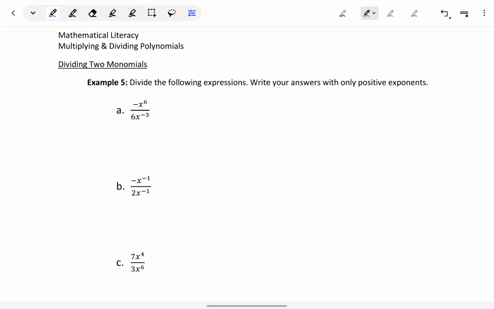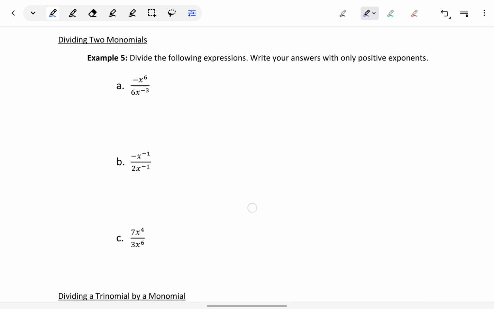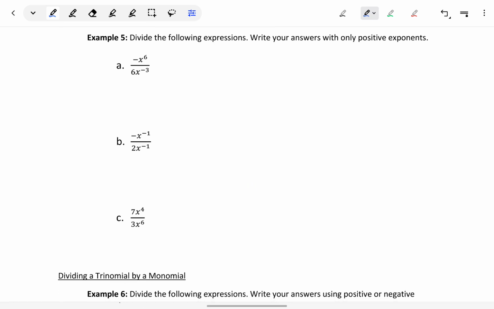In example 5, we want to divide two monomials, which again, we're going to recognize hopefully as a problem type that we've already considered before. We're just adding in a little bit of extra information to the problem. So in part A, we have negative 6x to the 6th divided by 6 over x to the negative 3rd.